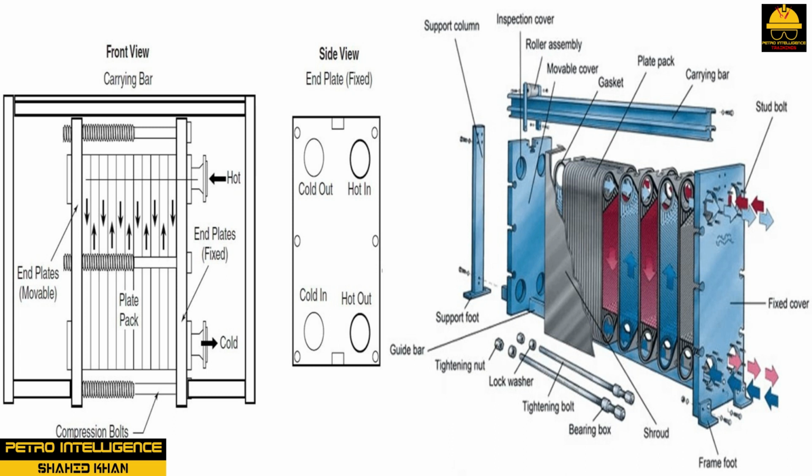Plate and frame heat exchangers provide high turbulence and a large pressure drop and are small compared with shell and tube heat exchangers. Disadvantages of plate and frame heat exchangers are that they have high pressure and high temperature limitations. Gaskets are easily damaged and may not be compatible with process fluids.